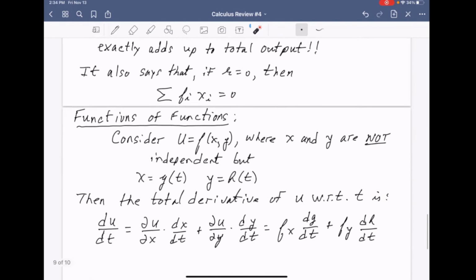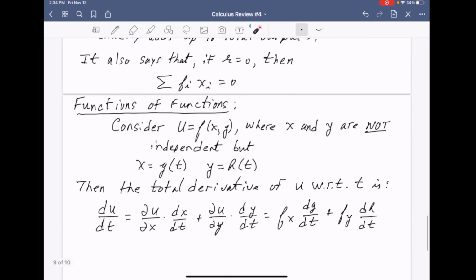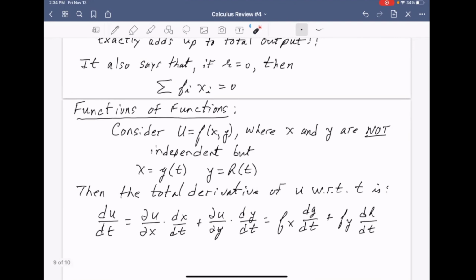And finally, we want to just review the functions of functions, where we consider a utility function, say f of x and y, where x and y are not independent, but x is a function of t, and y is a function of t. X is a function g of t, y a function h of t.